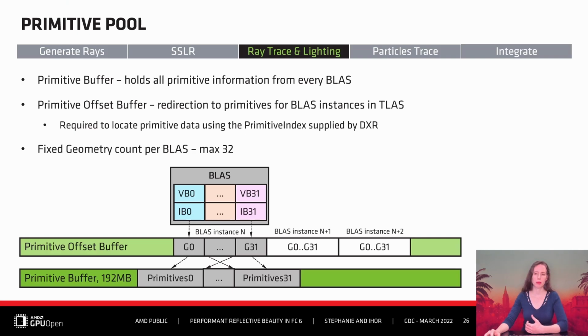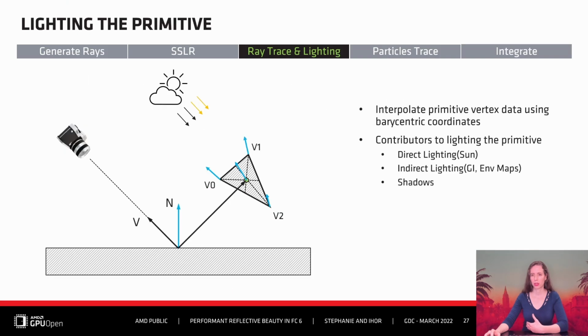We have a fixed number of geometries per BLAS. Based on the data we have in our game, a maximum of 32 geometries per BLAS works well. In comparison with some other implementations, overall, this structure gives us the performance benefit of only one indirection through the primitive offset buffer. In order to light our primitives, we interpolate the primitive vertices using barycentric coordinates.